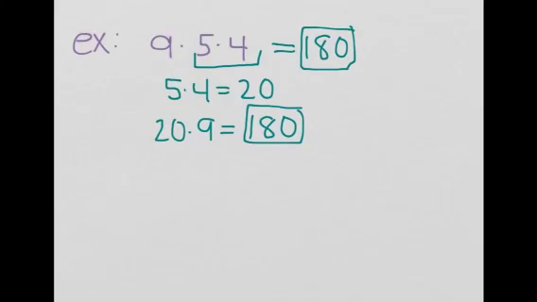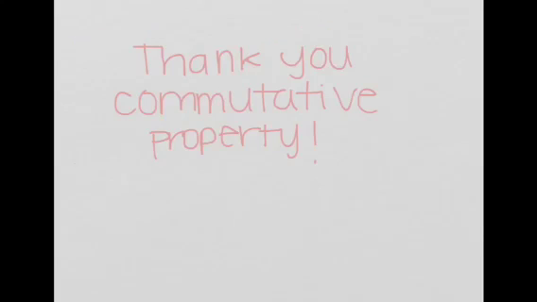Now, why can I pick any two factors first? I could have picked 9 and 5 first. I could have also picked 9 and 4 first. Well, that's because of the commutative property. So thank you, commutative property, and smiley faces. So it's a really nice trick. It makes our lives easier, and that's great.